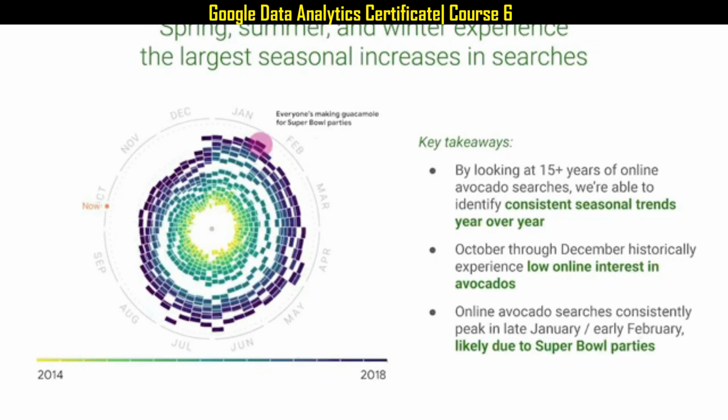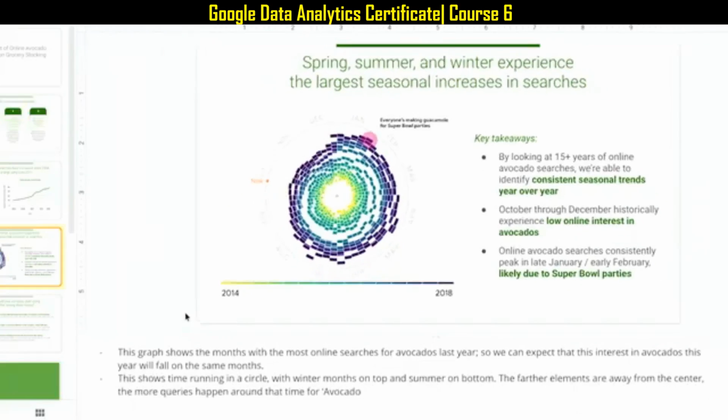You might remember we talked about telling a story with data before. You can think of this like outlining the narrative. We can do the same thing with our data viz examples. If we're showing this visual graph of annual searches for avocados, we might want to frame it by saying, this graph shows the months with the most online searches for avocados last year. So we can expect that this interest in avocados will fall on the same months this year. That can even be used in our speaker notes for this slide.